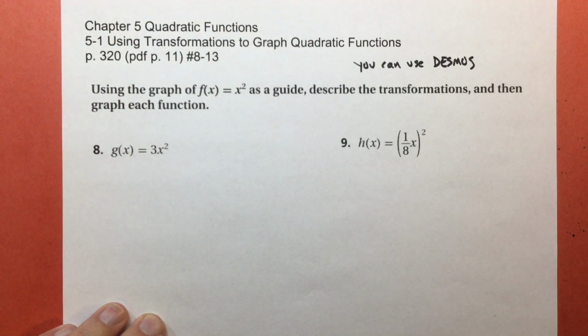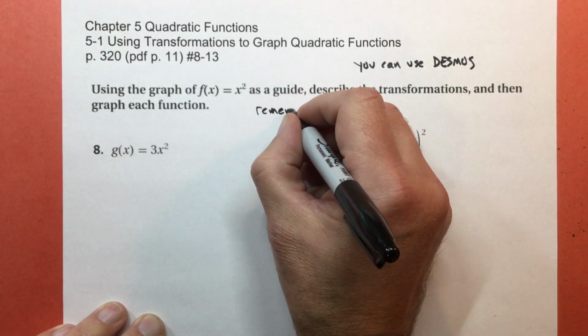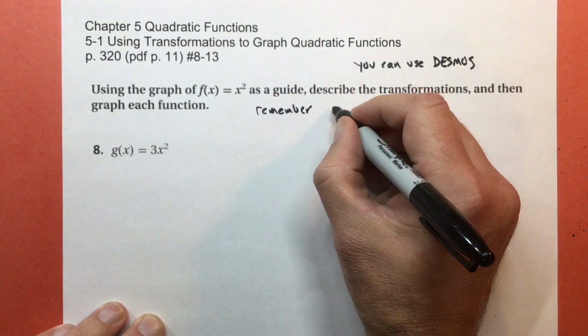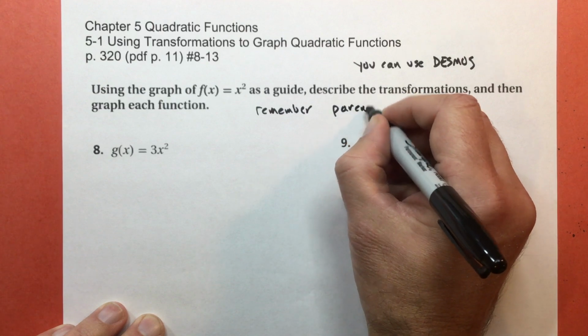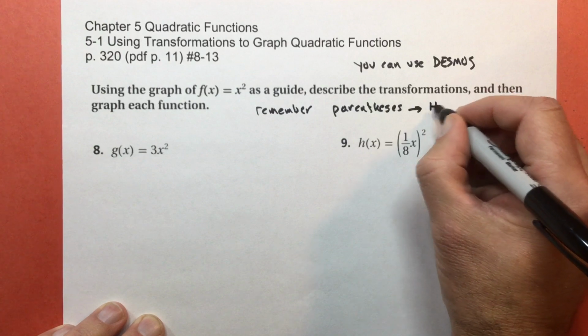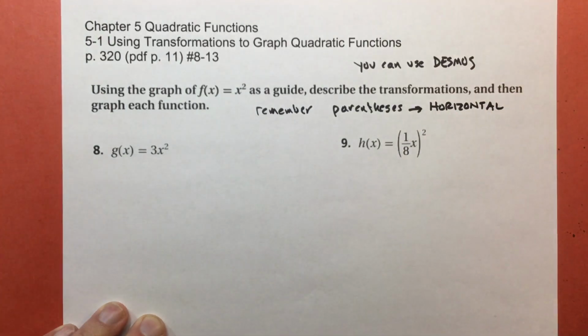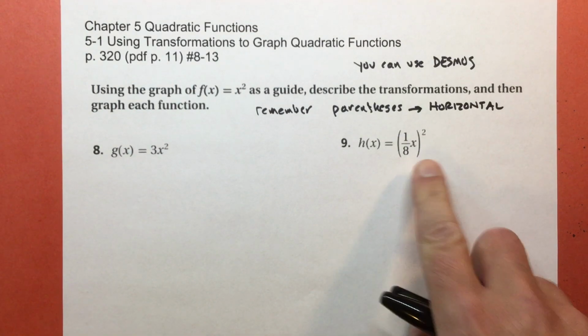All right. Another thing to remember is if you see parentheses, that means that you have a horizontal transformation. So keep that in mind. See, there's parentheses, that's going to be horizontal.